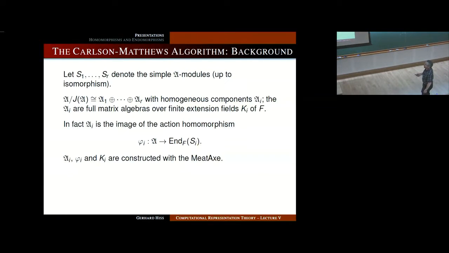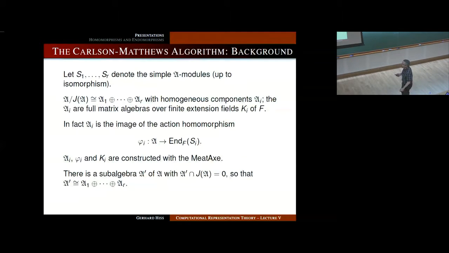Well, the MeatAxe can construct these A_i, the phi_i's and the K_i's. So you need simple modules, and then you need matrices for the action of the generators of A on each of these simple modules. So for each simple module, you have a new set of matrices of smaller rank, which give you the action.